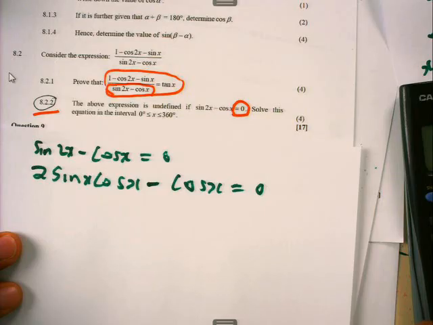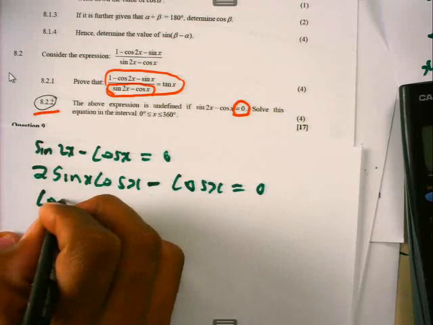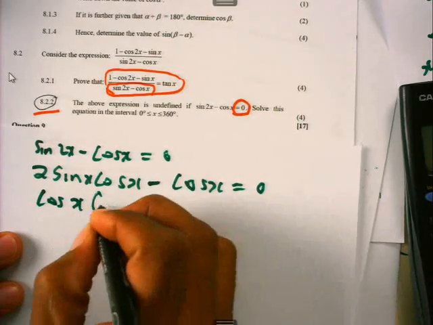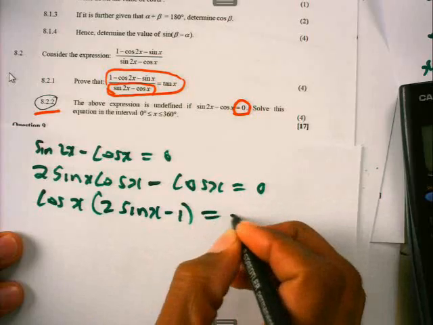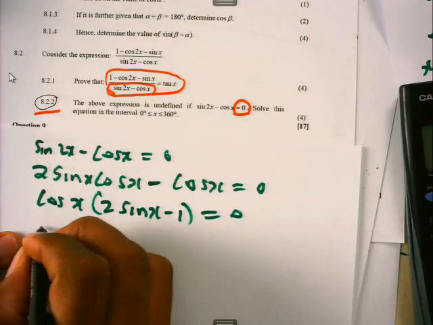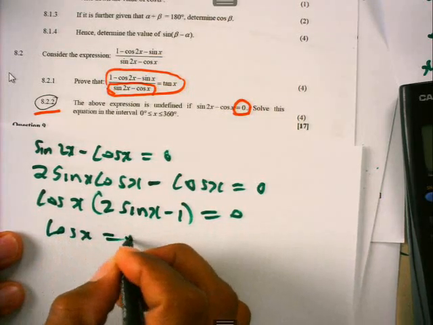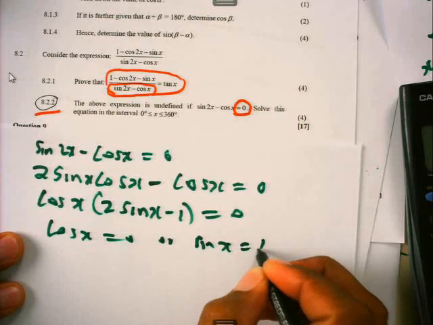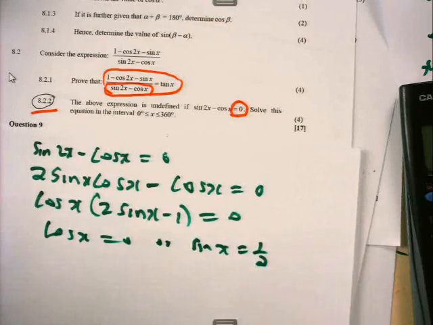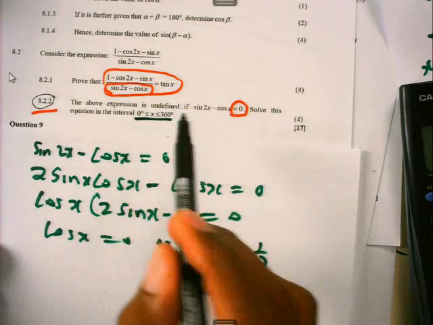From here you are fine. What is it that you're going to do? You take cos x as a common factor, right? Then you have cos x out. Then you are left with 2 sin x minus 1 equal to 0. Once you are here, cos x is equal to 0, or sin x is equal to 1 divided by 2. But here they were specific to say between the two intervals, right?